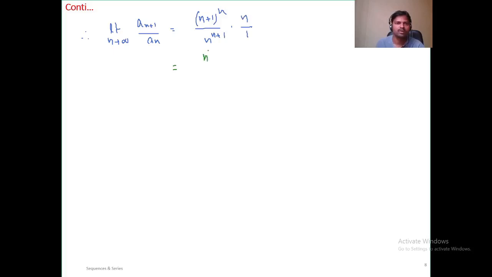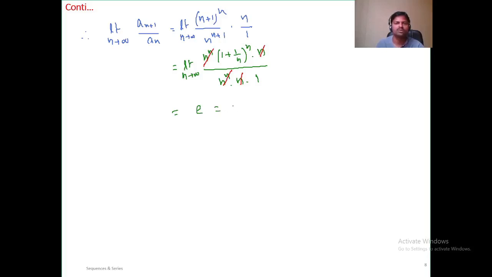In the numerator, n power n I can take common, so inside it is (1 plus 1 by n) whole power n, into n. Next, in the denominator, n power n into n into 1. Then cancel out the similar terms: n power n is out, and n is out. So therefore, you write limit n tends to infinity, and simplify. Now you will get it: (1 plus 1 by n) whole power n is e.